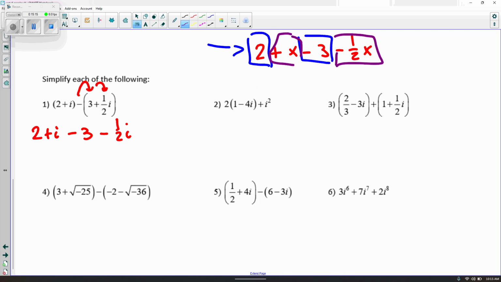What is 2 minus 3? That's just a -1. And now I got to put a 1i minus 1/2. And what would you have to do to this one? How am I going to put those together? What do I have to do with the i? There's only one i. One whole i here minus half an i.